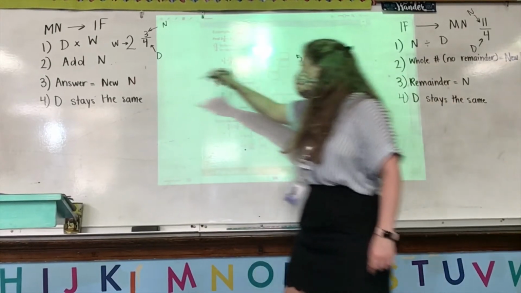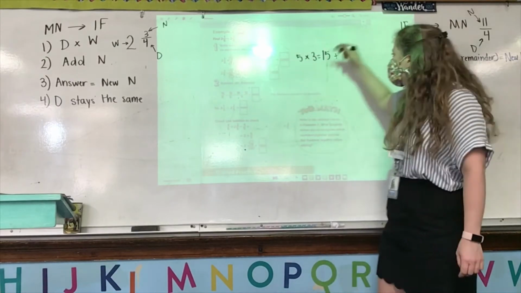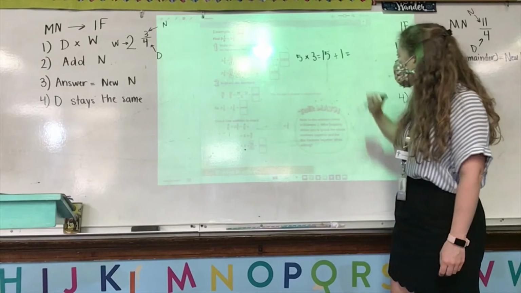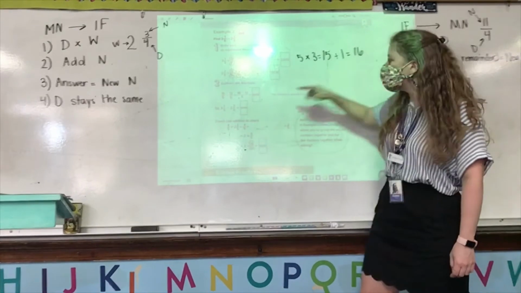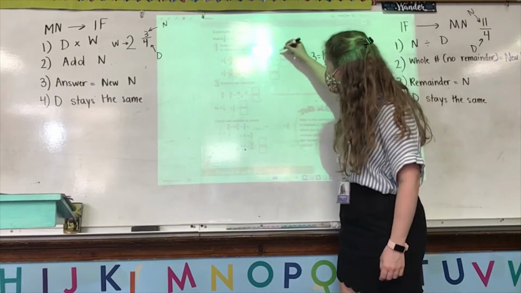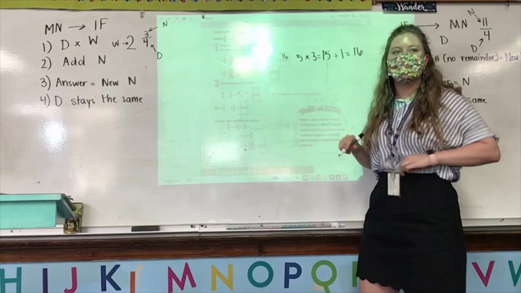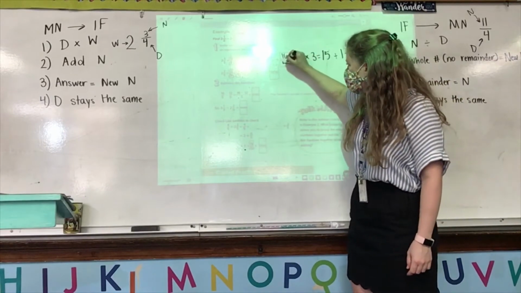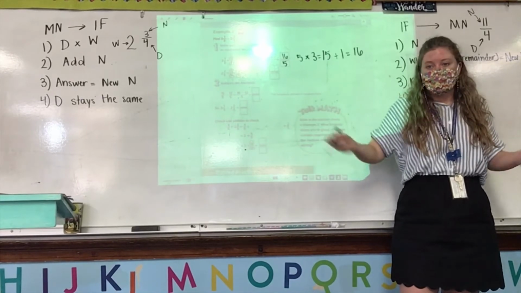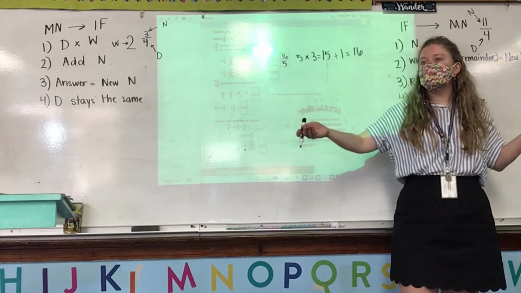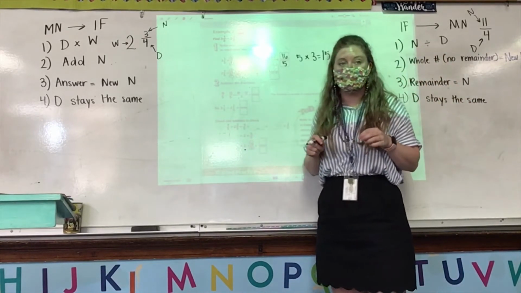Then we add the numerator. Class, what is the numerator in 3 1/5? 1. Class, 15 plus 1 is? 16. The answer is our new numerator. So our new numerator is 16. The denominator stays the same. What is the denominator, class? 5. So 3 1/5 is equivalent to 16 fifths. Good.